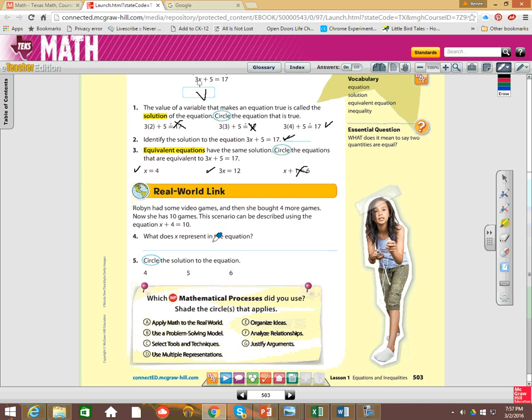Number 4, real world link. Robin has some video games. And then she bought 4 more games. Now she has 10 games. This scenario can be described using the equation x plus 4 equals 10. So you decide, what does x represent in the equation?